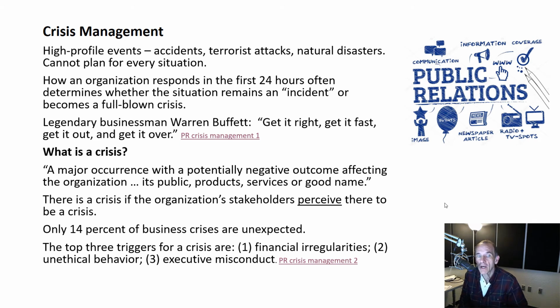The top 3 triggers for a crisis are financial irregularities, so some problem involving money and something that has gone wrong, unethical behavior, and of course those can be one and the same, and then executive misconduct, something that one of the leaders of the organization has done that has potentially caused embarrassment.